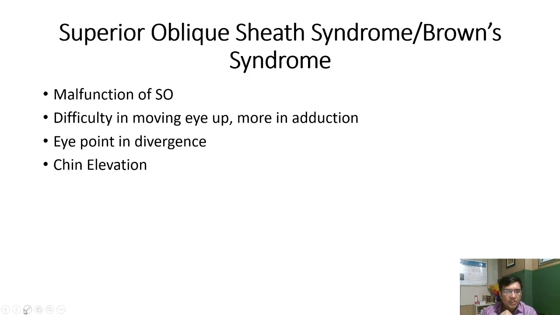So today we will learn about an important syndrome which is usually asked in the AIIMS exam, or it can also be asked in your senior residency exam, which is superior oblique sheath syndrome, also called Brown syndrome. So what it is basically is malfunction of your superior oblique.